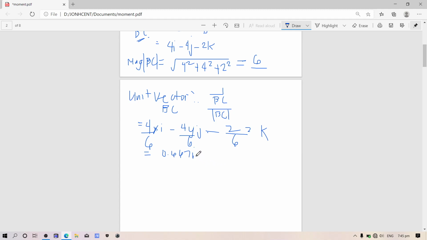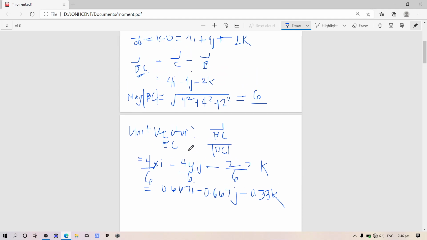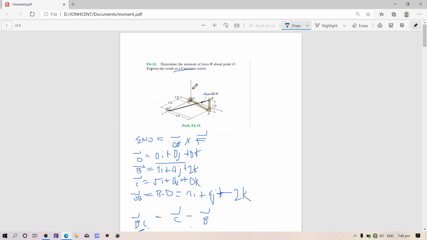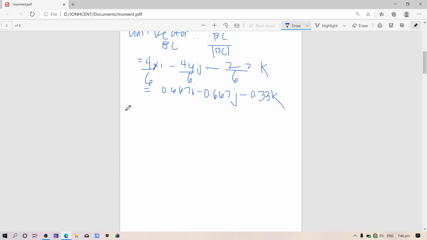0.667i minus 0.667j minus 0.33k. Okay? Then, sa F naman tayo. So, dito kay F. Okay? So, we have F is equal to F na magnitude times the unit vector of AB. Okay, unit vector BC pala.